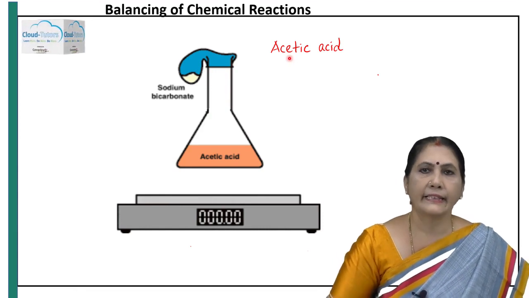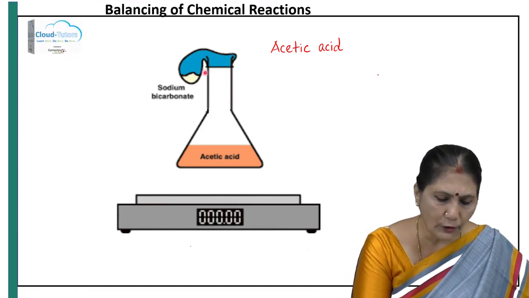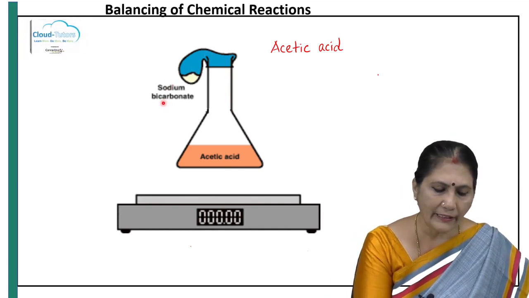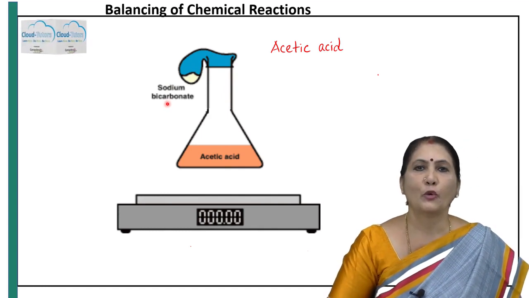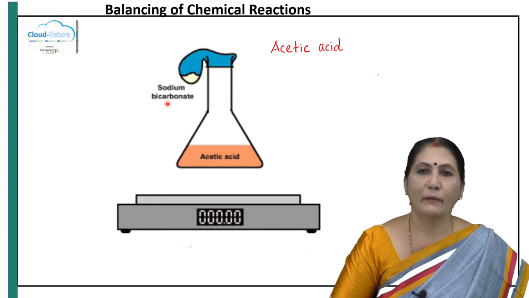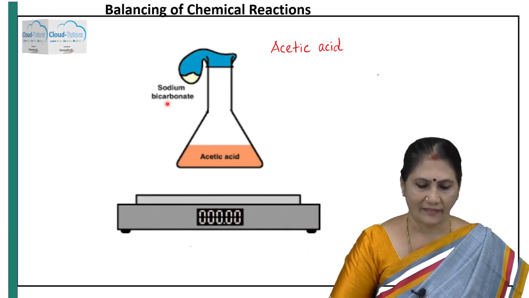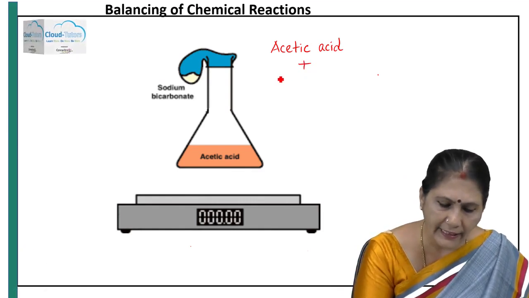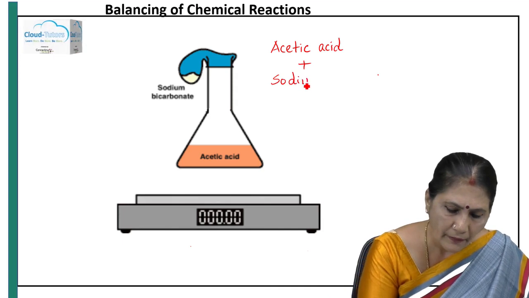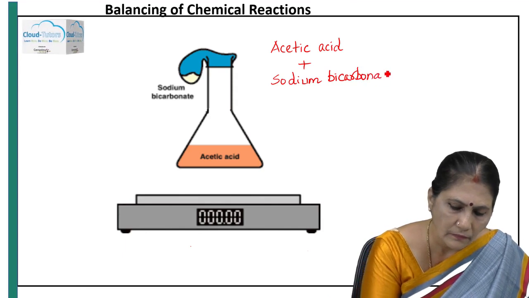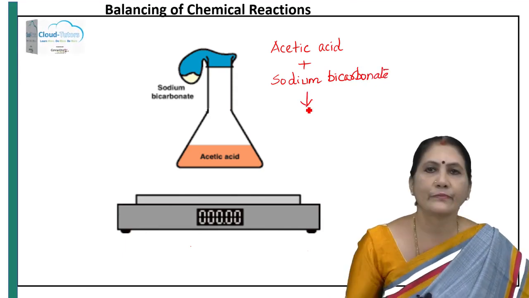You are taking acetic acid in the conical flask, and the mouth of the conical flask is well covered by a balloon in which you are taking the next chemical, which is sodium bicarbonate. Baking soda is always referred to chemically as sodium bicarbonate. So let me write now the equation: acetic acid plus sodium bicarbonate gives.